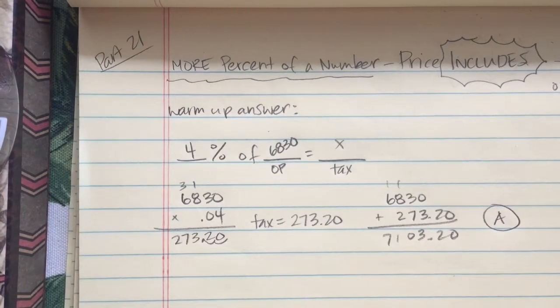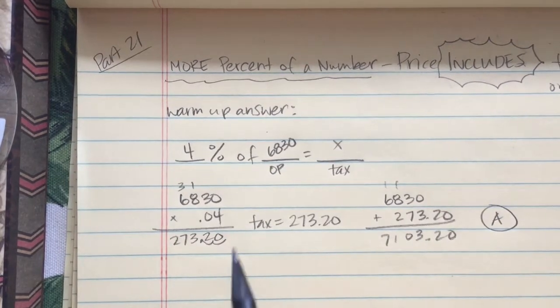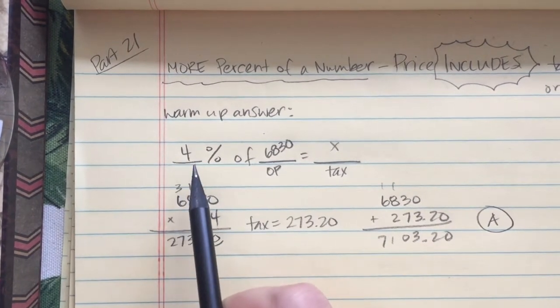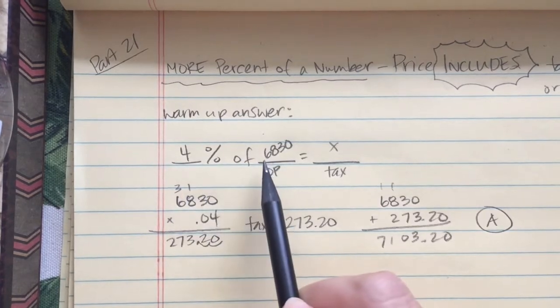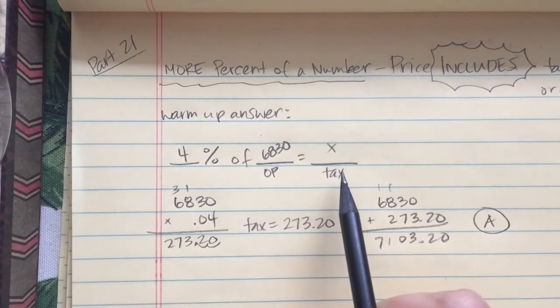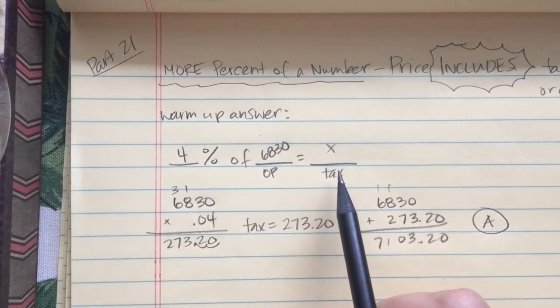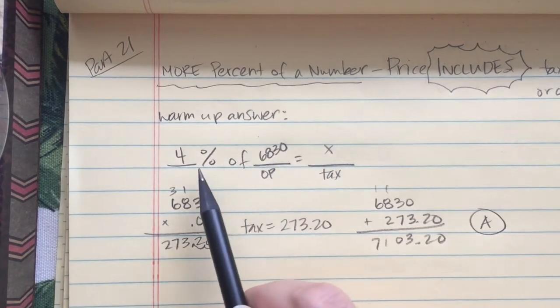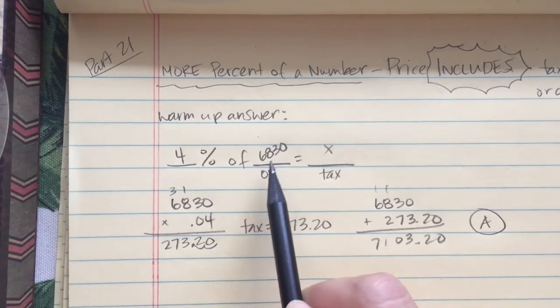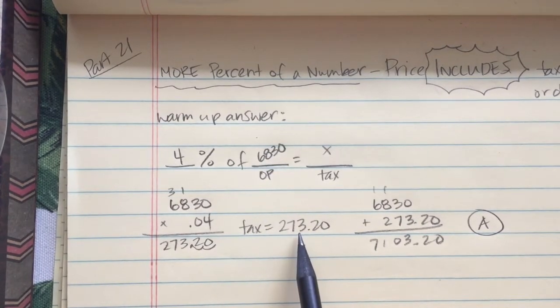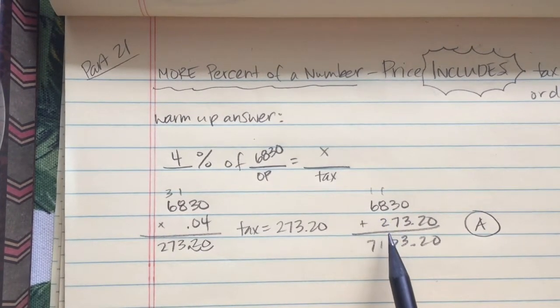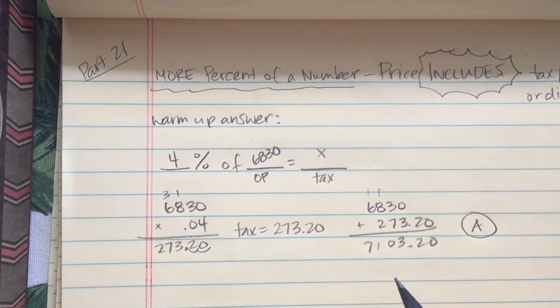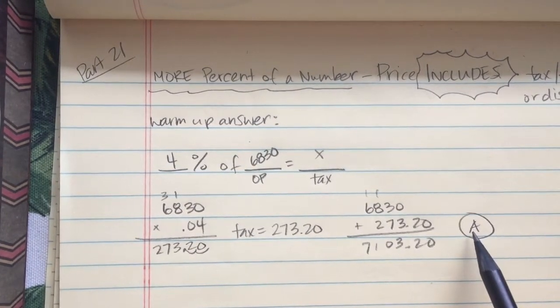All right, here's your answer for that problem. You should have first figured out what is 4% of the 6830, because we're trying to calculate the tax. And then what we're going to need to do is add whatever that tax amount is to our original price. So 4% of 6830 should have worked out to 273.20. And then add the two together, you should have gotten 7103.20, and the answer was A.